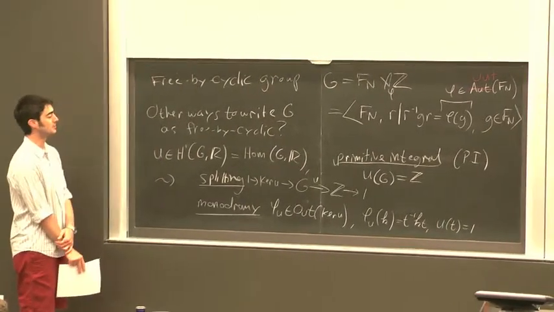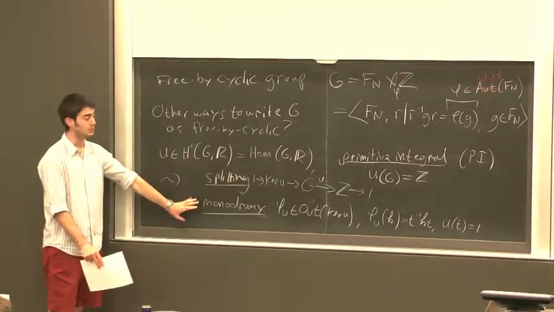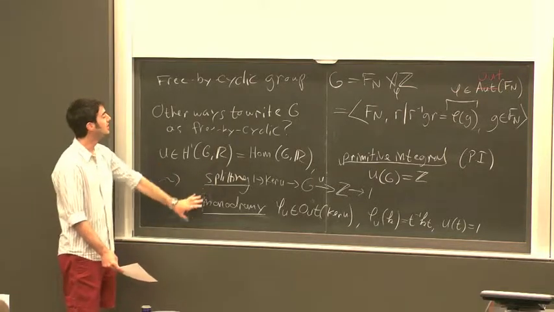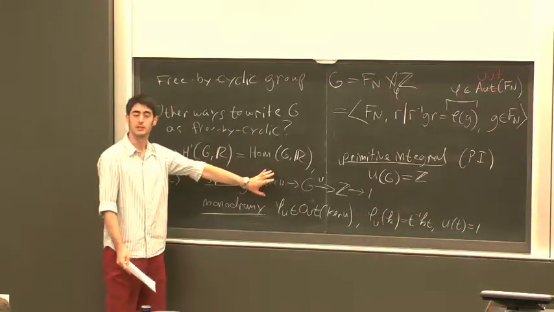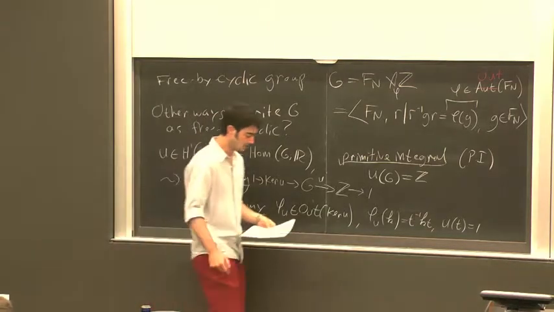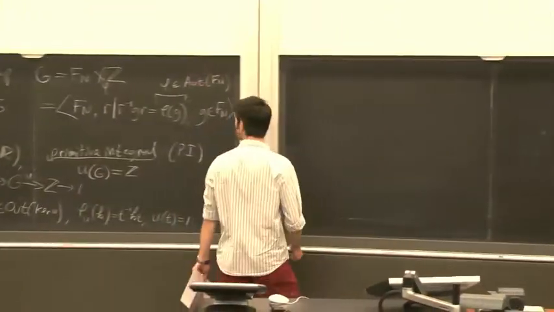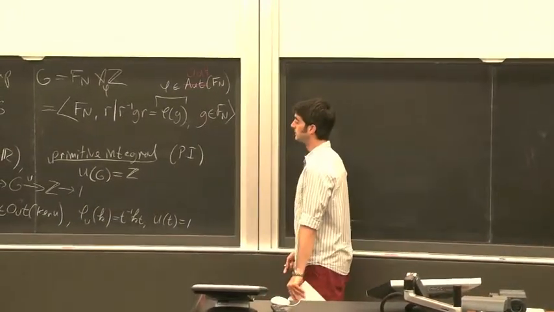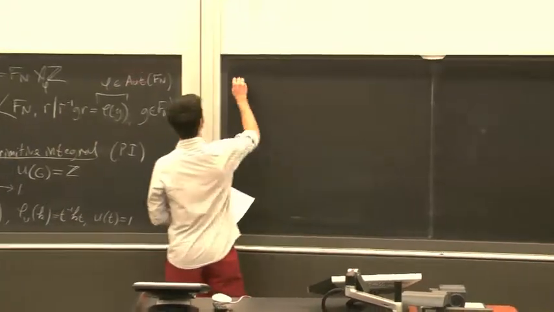So this is kind of nice. Every cohomology class gives me a splitting and a monodromy. And my question is, when is this maybe a nice splitting, like a free-by-cyclic group splitting? So let's try to address that a little bit. So here's a question.